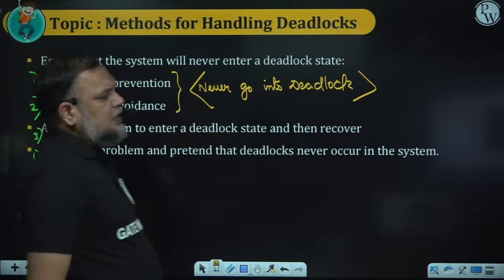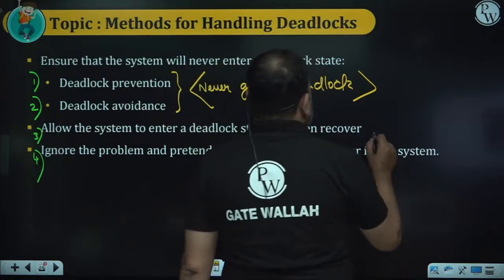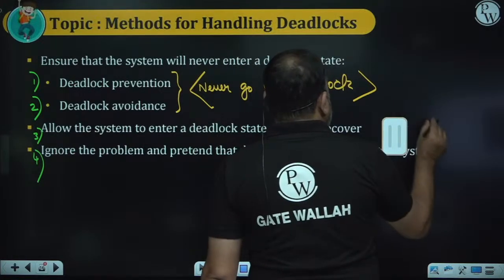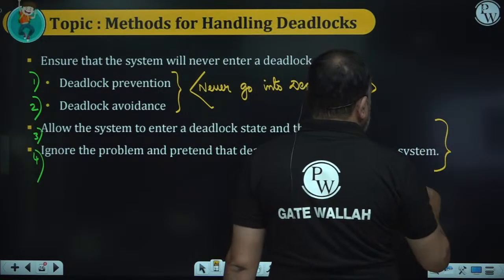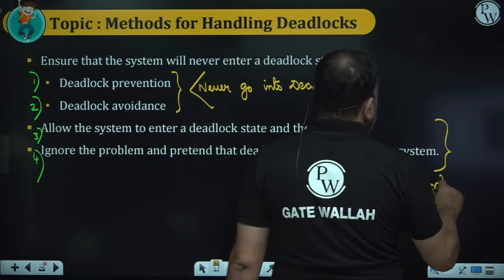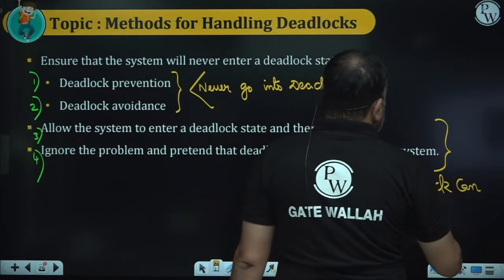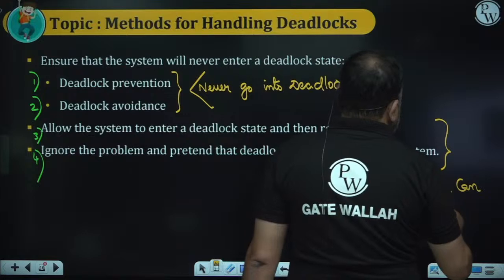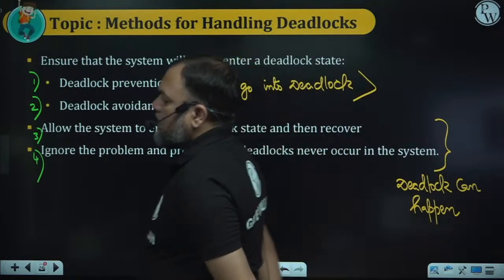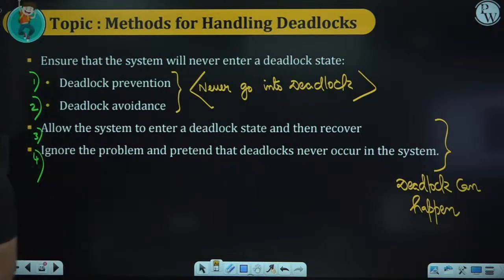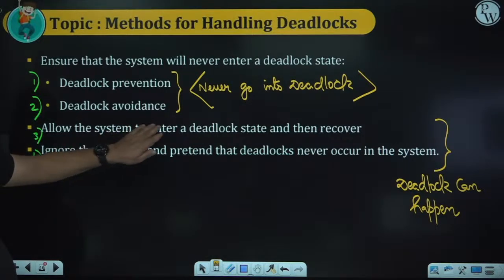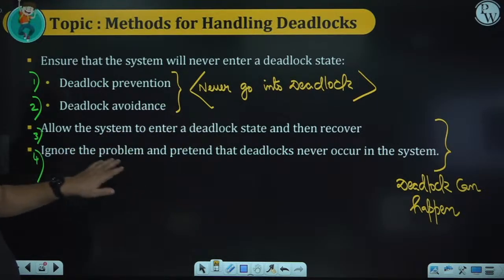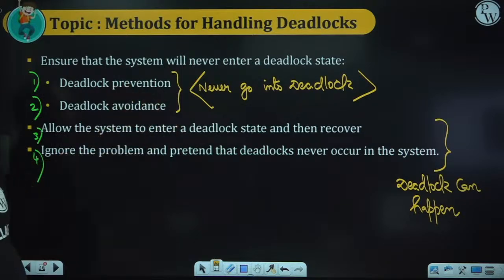Enter a deadlock state and then recover. Deadlock detection and recovery. तो यहां पर है deadlock can happen. In these 2 cases deadlock can happen. This is the fundamental difference between the 4 deadlock strategies. So deadlock detection and recovery, deadlock can happen. In ignorance, pretend that deadlock never occur in the system. मतलब deadlock will happen but you are pretending. तो ये है ignorance strategy.